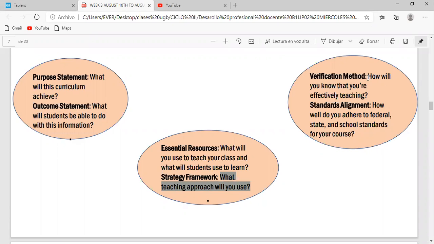Now, verification method. How will you know that you're effectively teaching? In this case, it has to do with evaluations, okay, feedback, assessments, and all that. For example, if you're teaching at school and you're teaching something, how do you know that your students are learning? Well, easily. You can ask them to prove it.